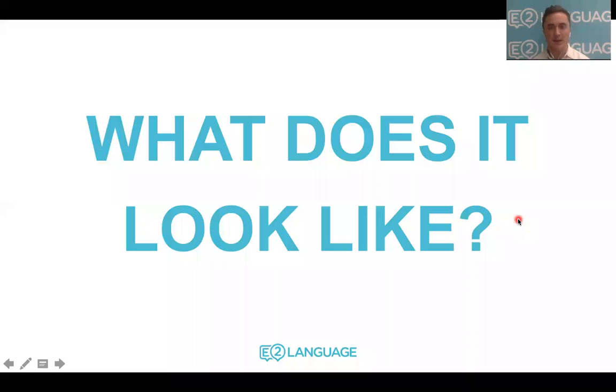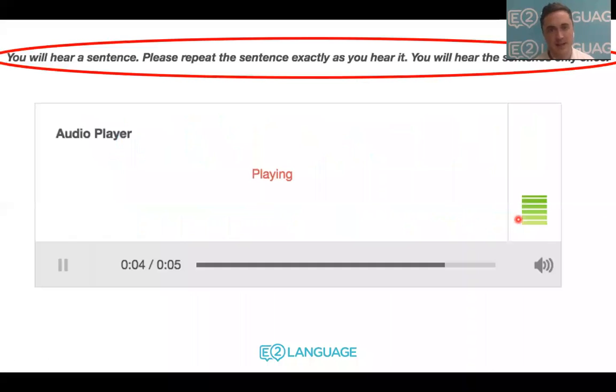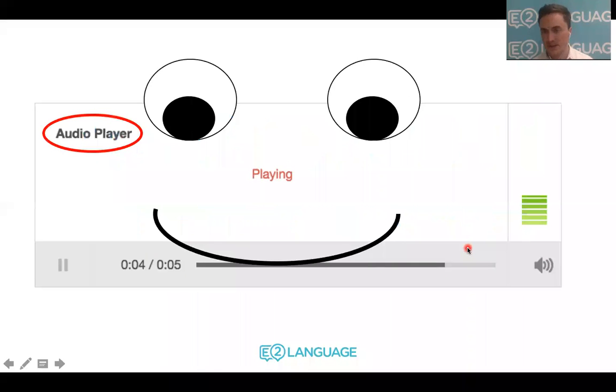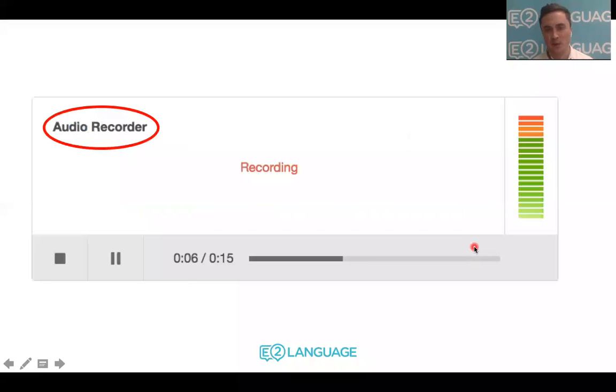What does a repeat sentence look like when you're sitting in the PTE exam? It looks like this. It's not very exciting. Here you have a set of instructions. You get an audio player from which the sentence comes. You must look at this as a friendly thing, not a scary thing. And you get an audio recorder that looks pretty similar, if not identical. One has output, the other has input, okay?